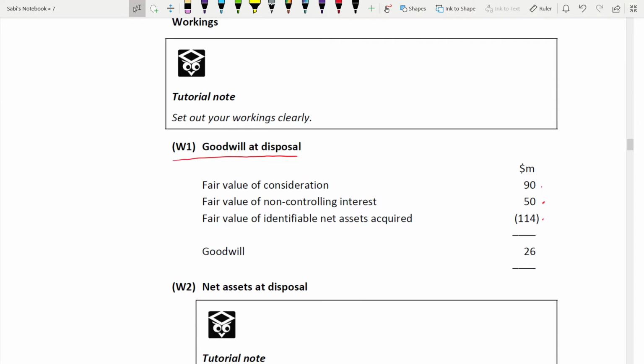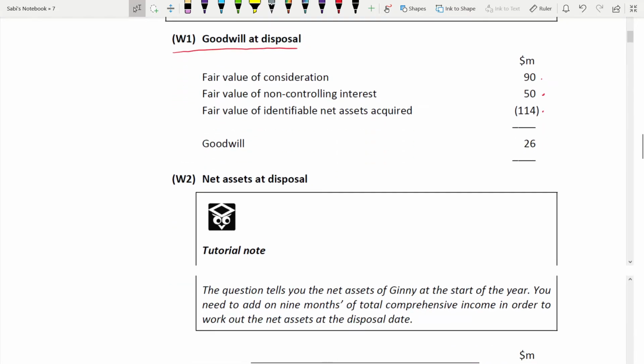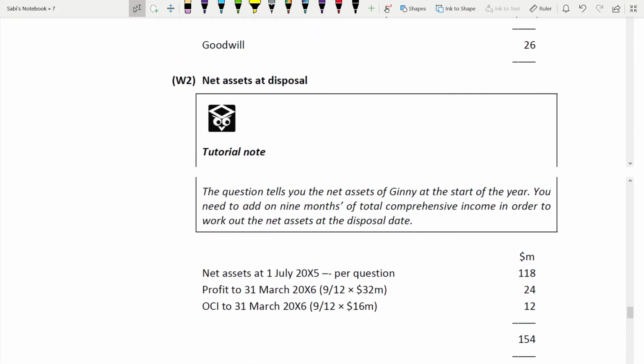Now coming to the net assets at disposal. Let us read the tutorial notes. The question tells you the net assets of Guinea at the start of the year. So you need to add on the 9 months of total comprehensive income in order to work out the net assets at the disposal date. Please read this again. What did they say? They gave you the net assets at the start of the year. Can you take it? No. You need to add on the 9 months of total comprehensive income.